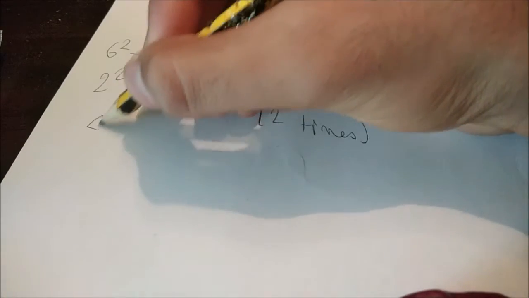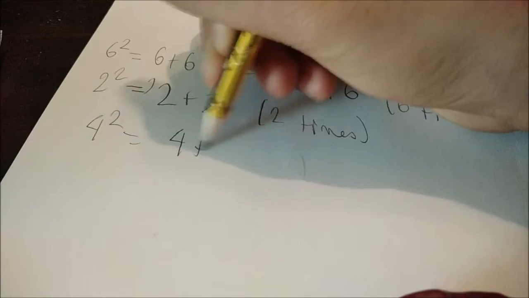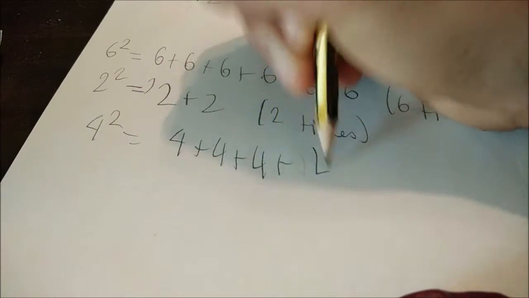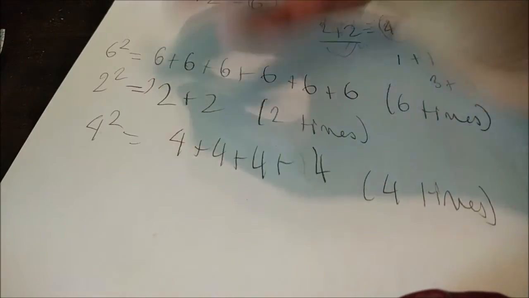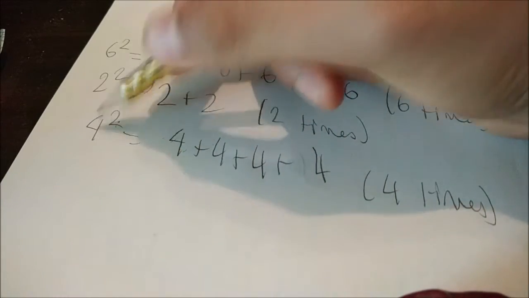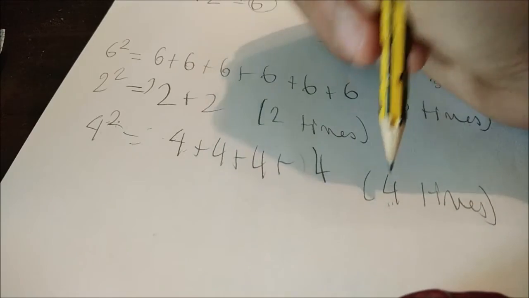Let's use one more number. 4 squared is 4 plus 4 plus 4 plus 4, so that is 4 times. So depending on the number squared, you just add it up the same amount of times as given, and that's how you get it.